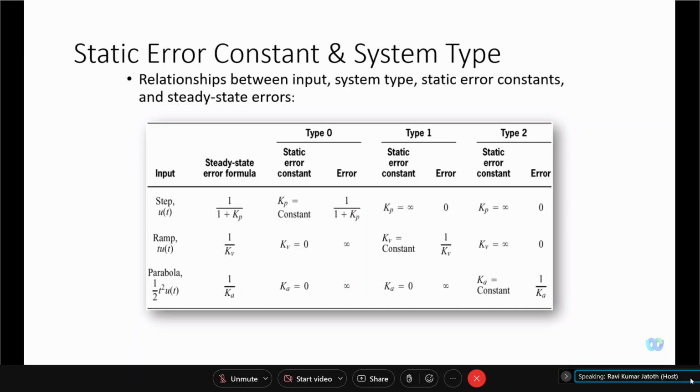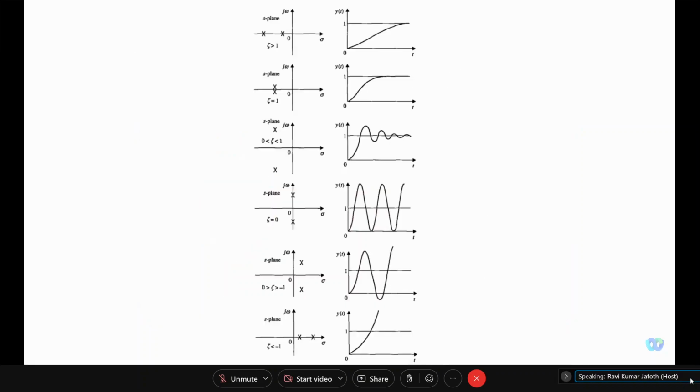So this is the steady state error formula. This is what we discussed in the last class. ESS is equal to 1 by 1 plus Kp for a step input, 1 by Kv for a ramp input, and 1 by Ka for a parabolic input. I think the parabolic input is what we have not covered. So now let us revisit what we did in the last class.